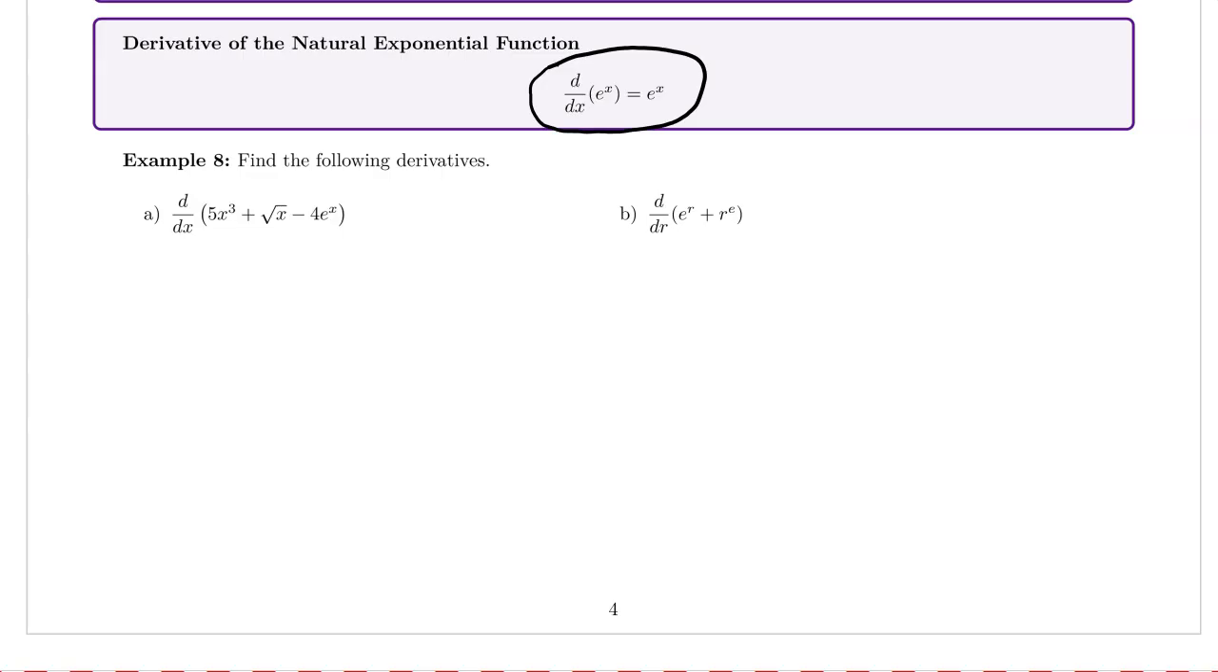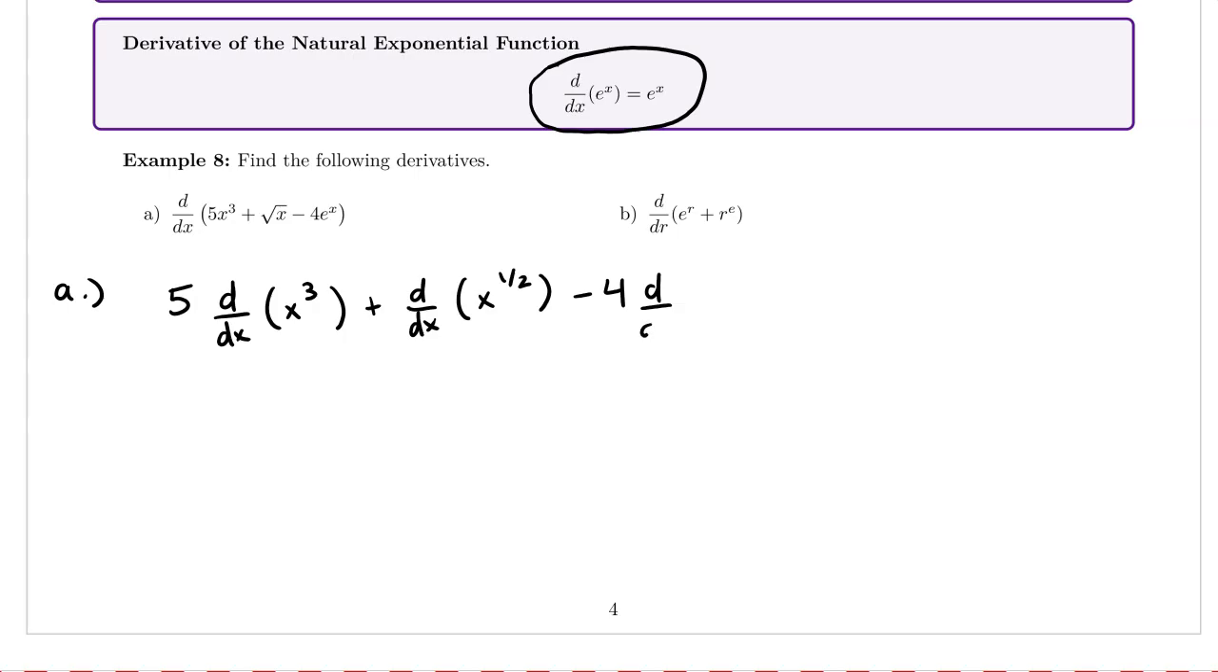Example 8 says find the following derivatives. I'm going to, in part A, split this up so that we have 5 times the derivative of x cubed plus the derivative with respect to x of x to the 1/2 power minus 4 times the derivative of e to the x power. So this is equal to 5 times 3x squared plus 1/2 x to the negative 1/2 power minus 4 times e to the x power.